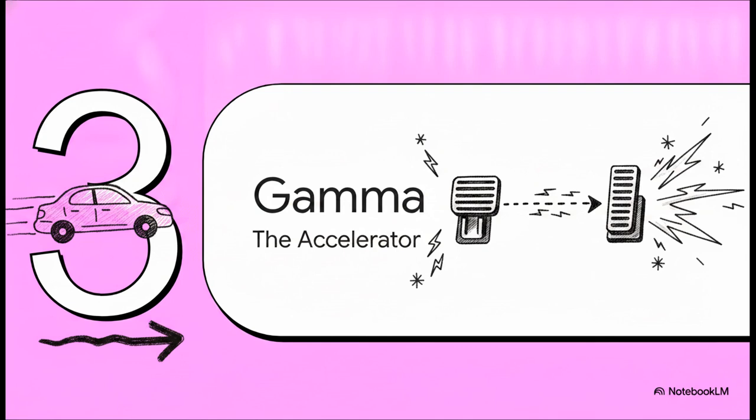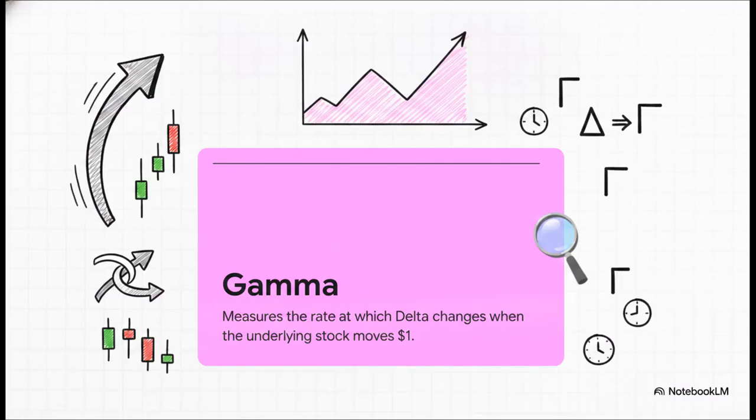Section 3. Gamma, the accelerator. If delta is your cruising speed, gamma is what happens when you slam your foot right on the gas pedal. Gamma measures the rate at which your delta changes when that underlying stock moves by $1. So let's say a $1 stock move causes your delta to accelerate from 0.55 up to 0.60. That difference? 0.05.